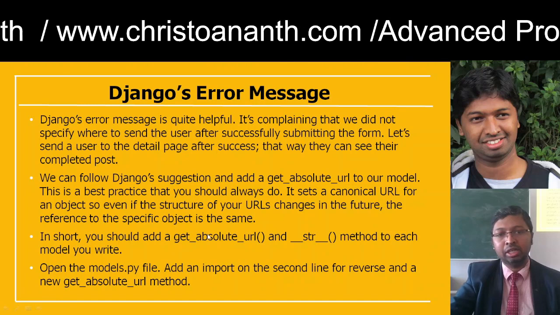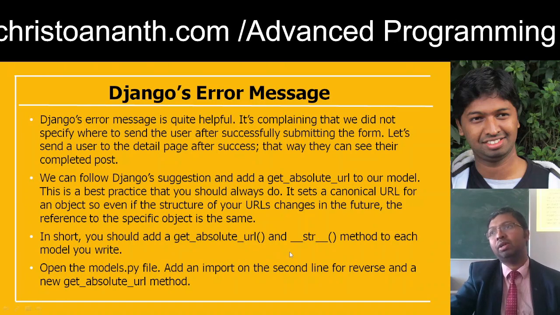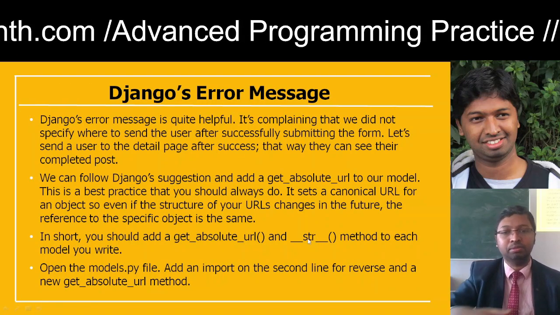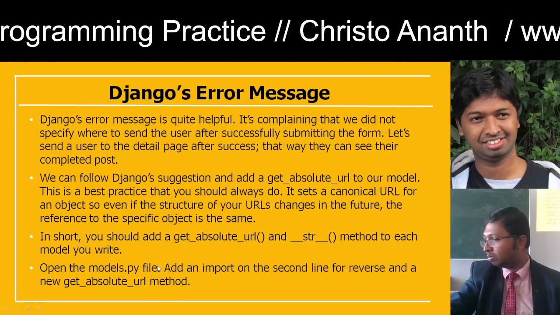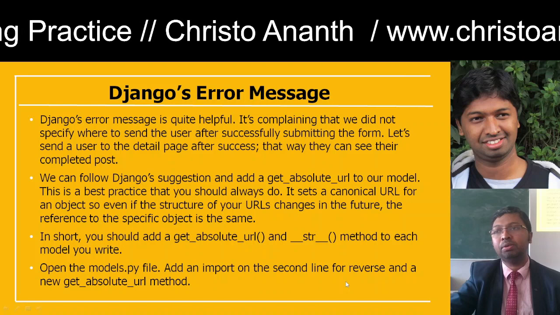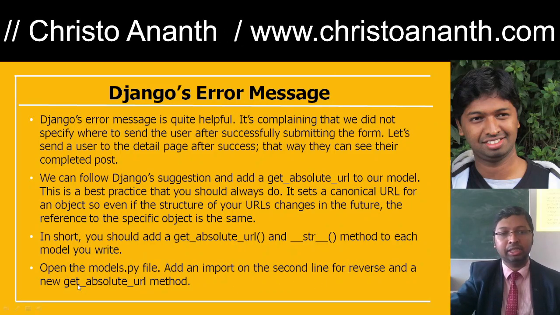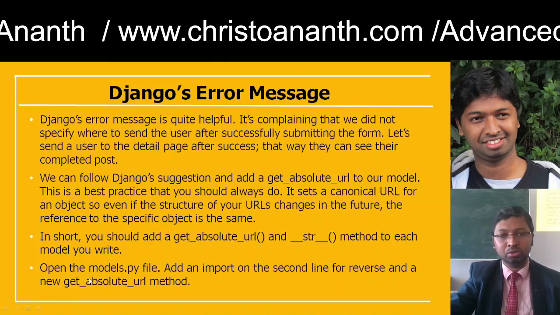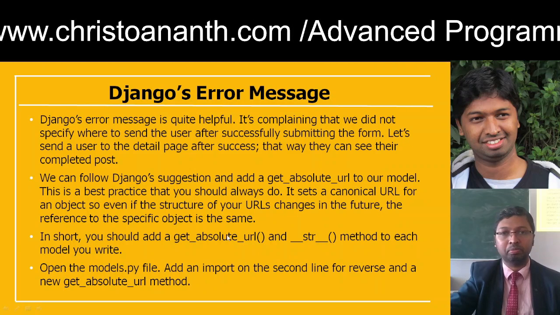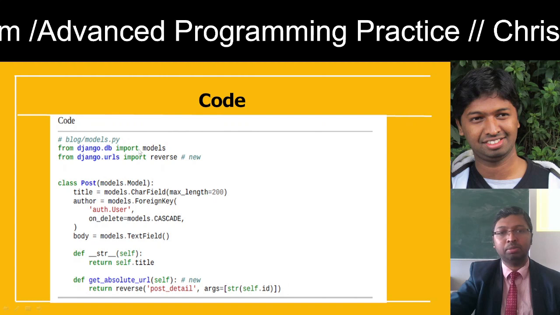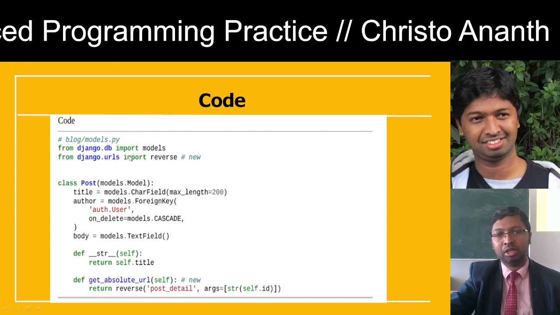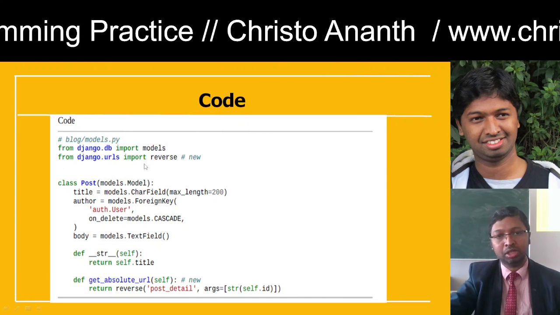Maybe you will get absolute URL, and maybe you can add a string method also to confirm that you have completed successfully. Okay, so what you do, you open the models.py file and on the second line you import reverse, and then you add a new get_absolute_url method. So in the blog models.py file: from django.db import models, from django.urls import reverse. This is the new thing that we are adding.